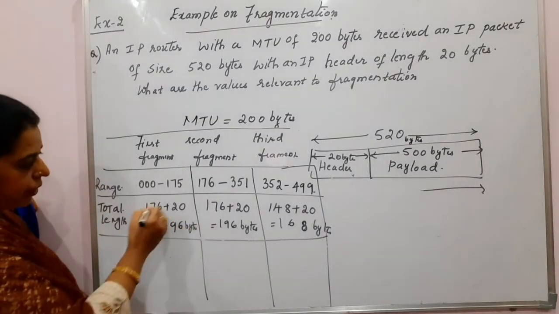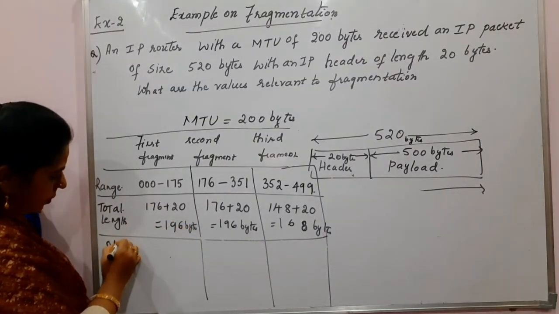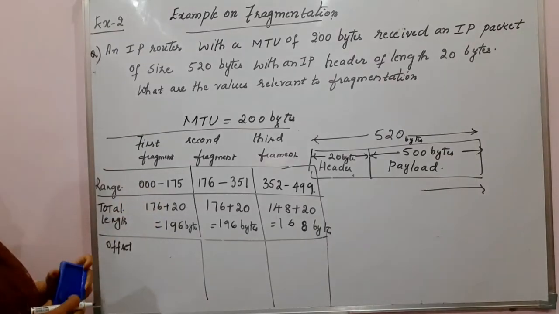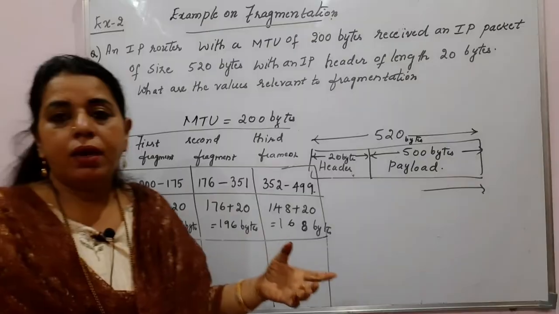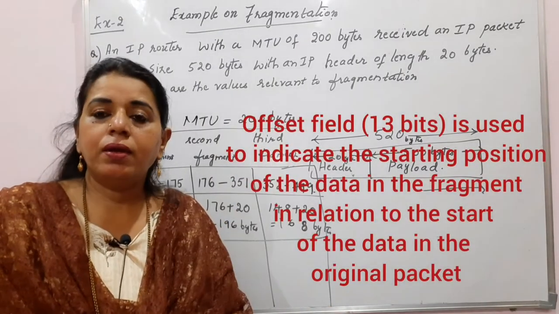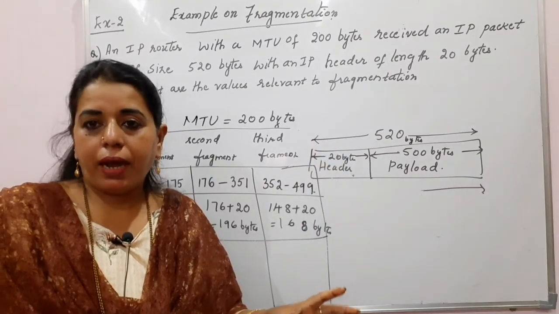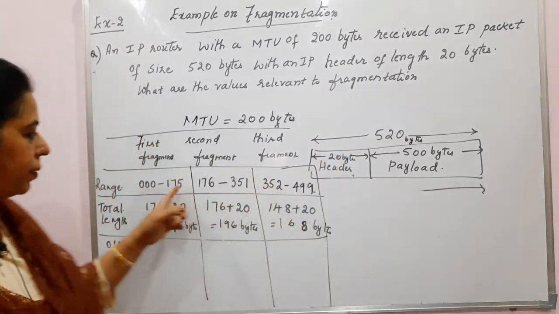And next you have to write down related to what? Offset. Offset is always what? Look at the first byte number. That means your first fragment offset always denotes what? The position of the fragment with respect to what? The complete IP datagram.